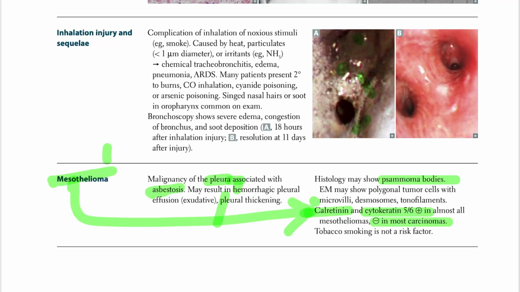Negative in most other carcinomas. Tobacco smoking is not a risk factor. High yield point: it is associated with asbestosis, causes hemorrhage and pleural thickening. You will see psammoma bodies. Calretinin, cytokeratin positive. Tobacco smoking is not a risk factor for mesothelioma.